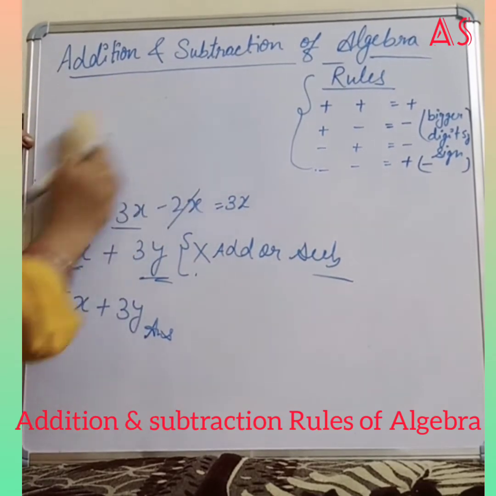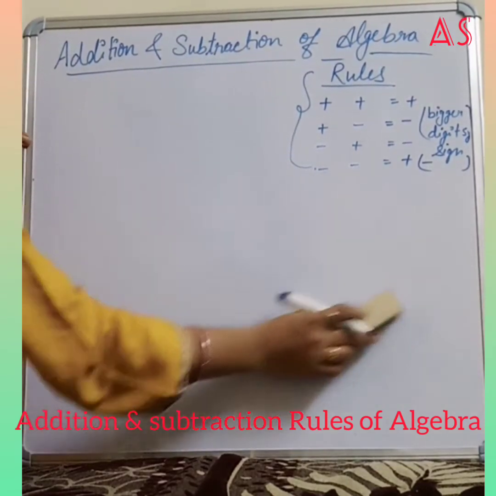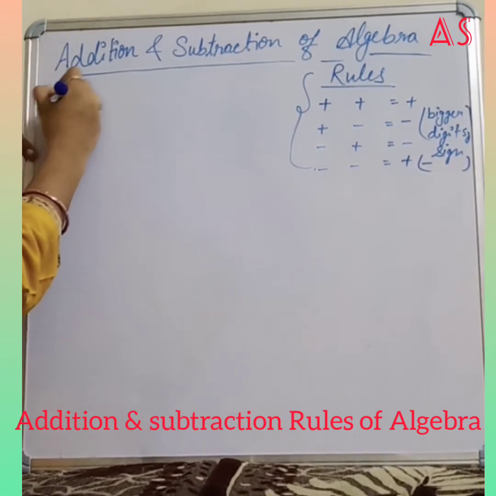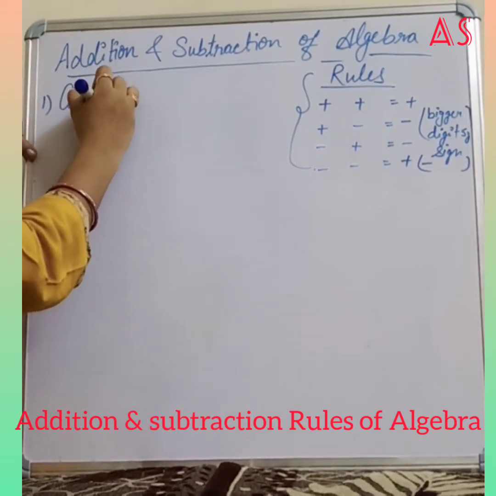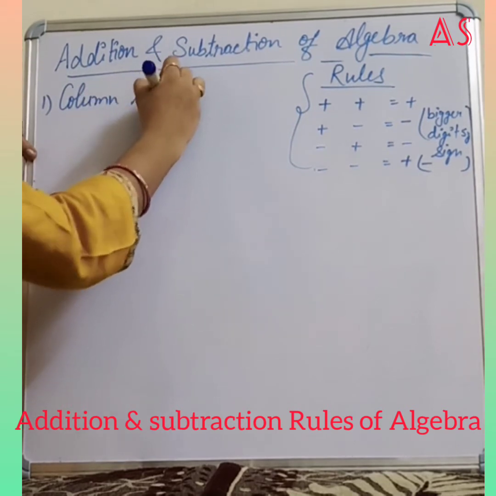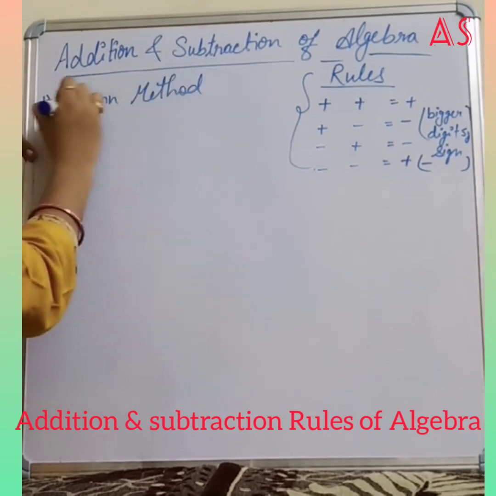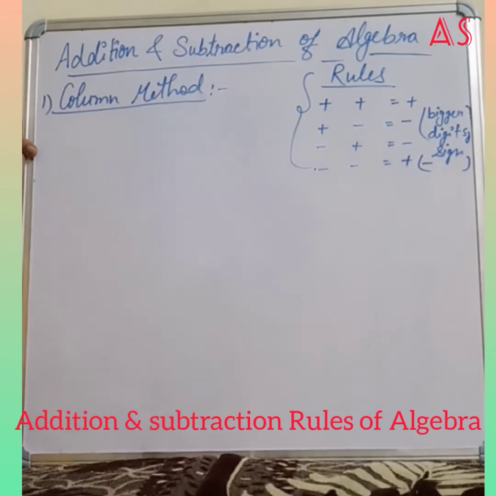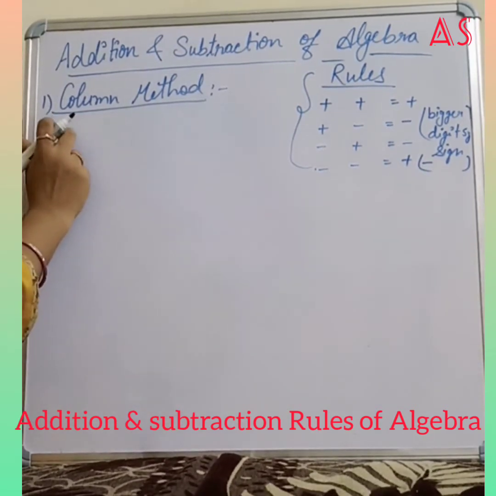Next, there are two methods to solve addition or subtraction. First method is the column method. So whichever method you like, you can do. But if asked in the question, then you have to apply that method only. So the first method is the column method.